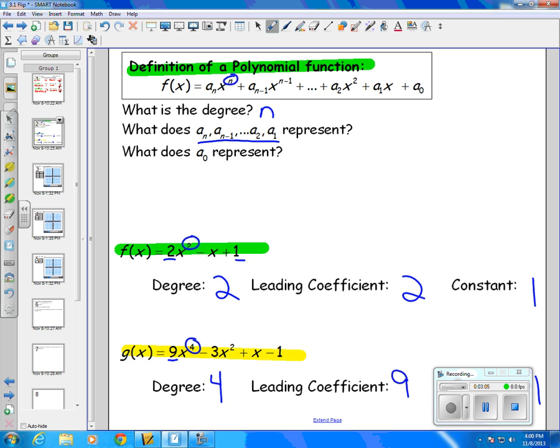a sub n and a sub n minus 1, a sub 2, a sub 1, those are all values that are in front of the variable, so those are going to be coefficients. And then a sub 0 is a constant. Right, this value here, no variable in front of it, so that would be the constant term. We'll utilize that vocabulary throughout the course of Chapter 3, so we just wanted to run that by you so you're comfortable with it when we get to using it.